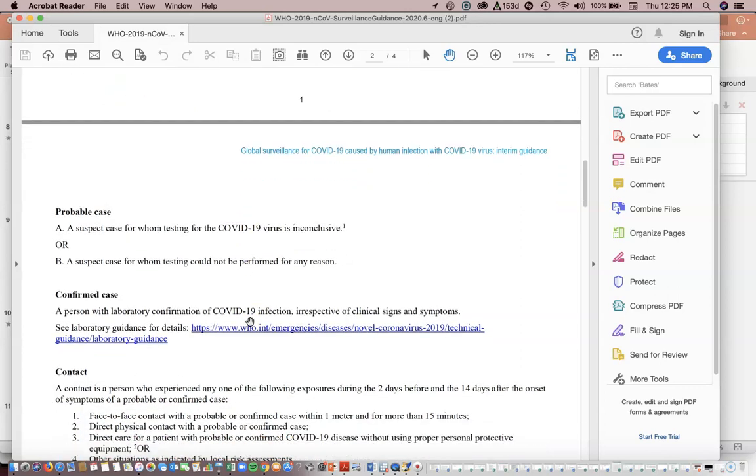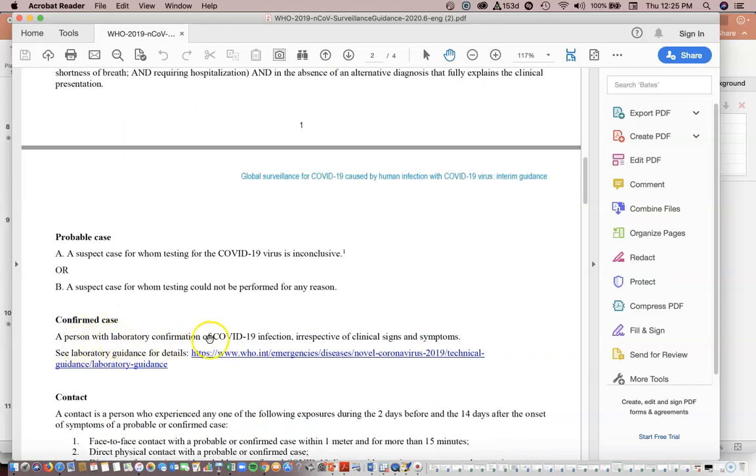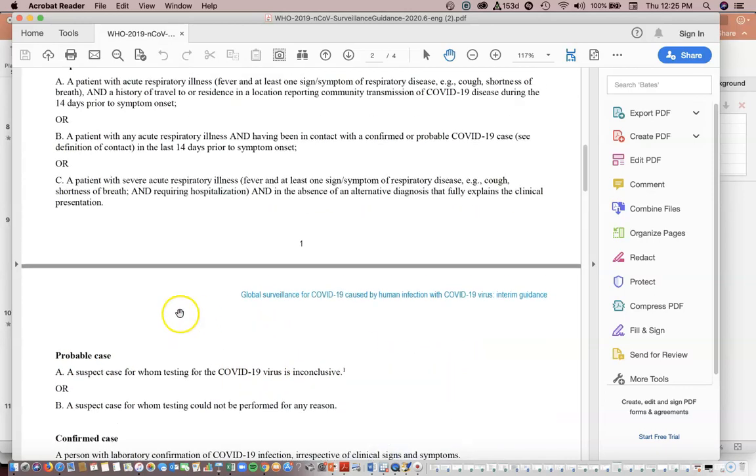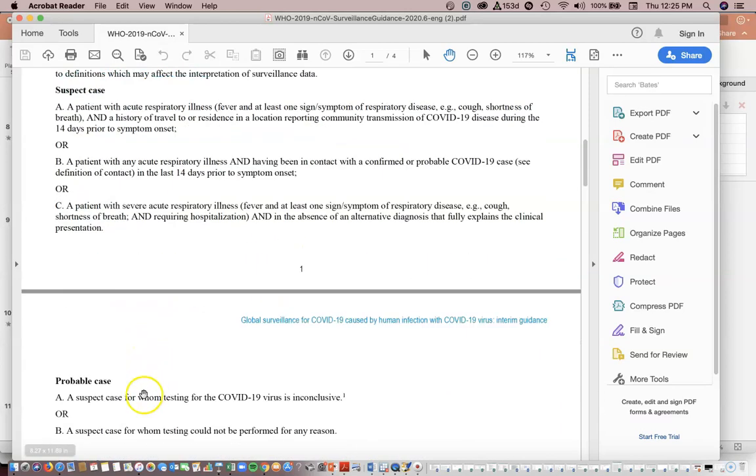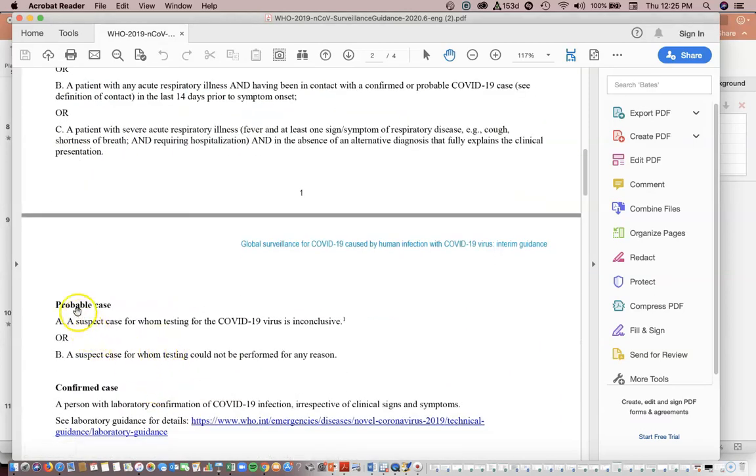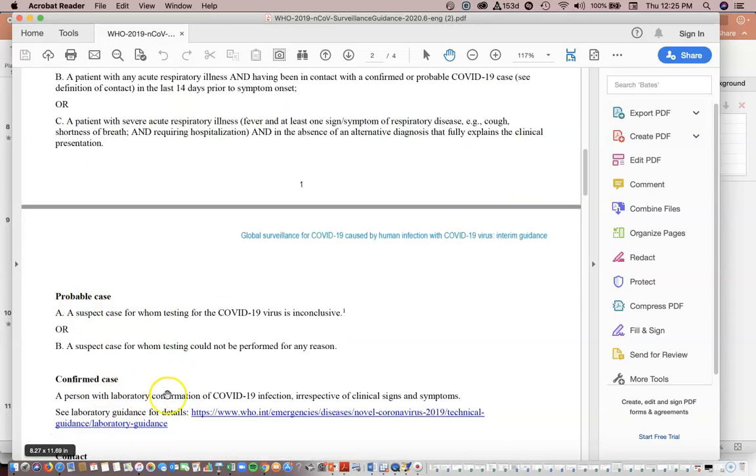And then lastly, we've got the confirmed cases. And a confirmed case is a person with lab confirmation of COVID-19 infection, irrespective of clinical signs or symptoms. So go ahead and disregard suspect case or probable case. Those things get them to get the test done more easily.